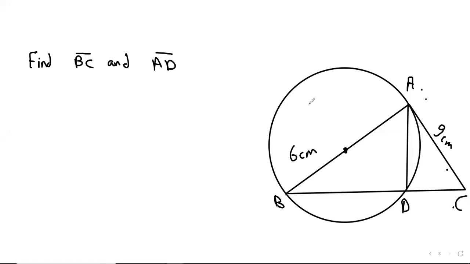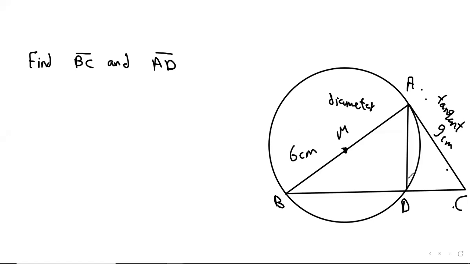Here in this example, in the opposite figure, AB is a diameter in the circle, and AC touches the circle at A, so AC is a tangent. If AC equals 9 centimeters and MB equals 6 centimeters, find the length of BC and AD.